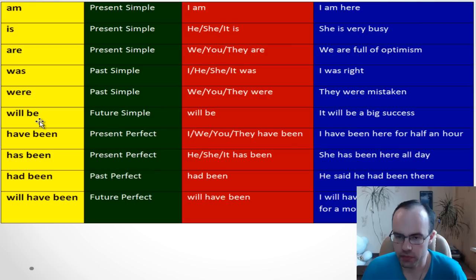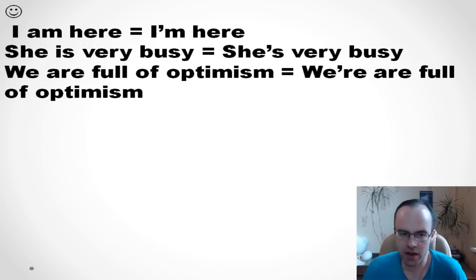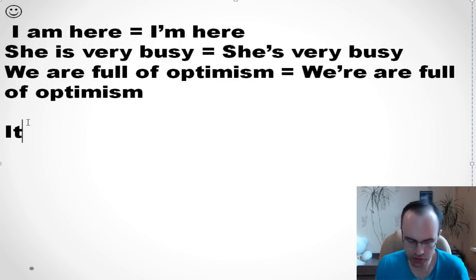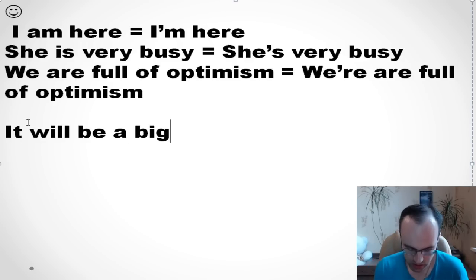So will be. If we look at this structure will be, it's about future simple. And it doesn't matter, so it's I, he, she, it. We always use will be. Look, it will be a big success. But there is one very important thing.